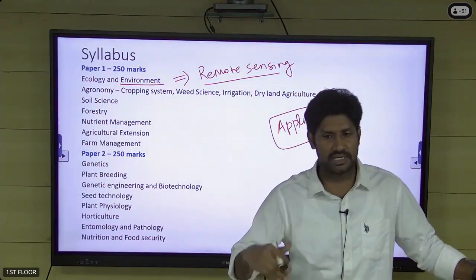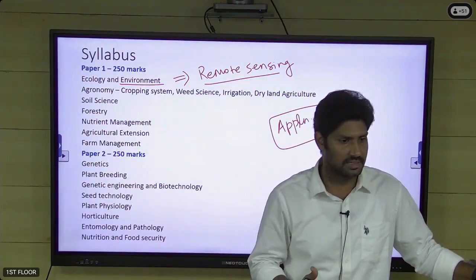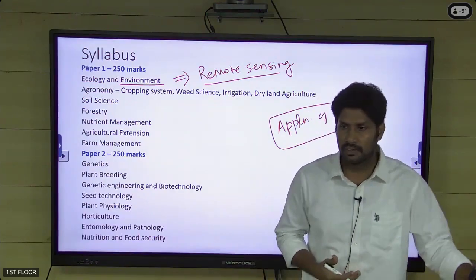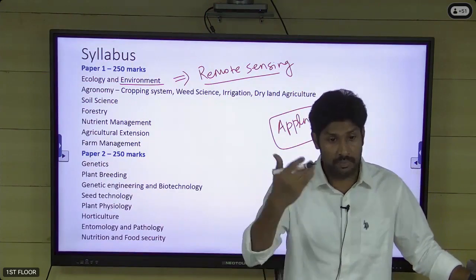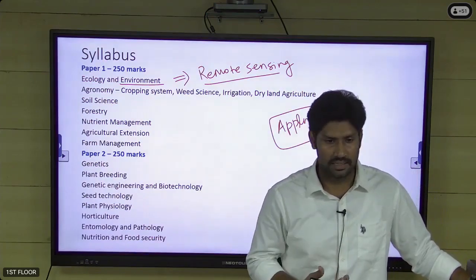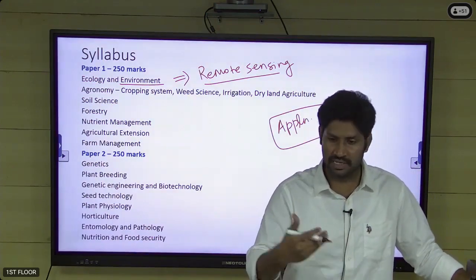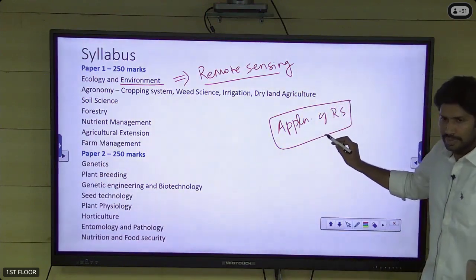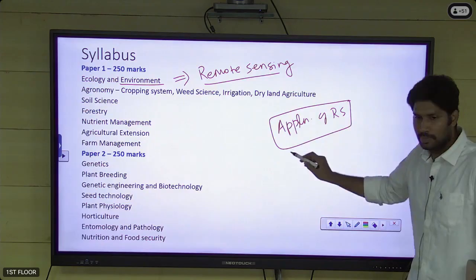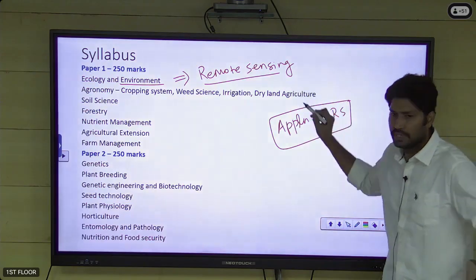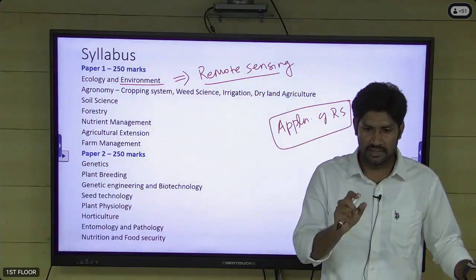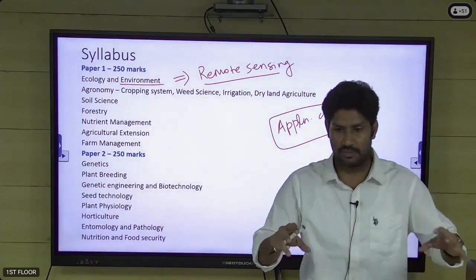So we discussed applications like forestry, soil science, crop yield estimation, water resource management, weather monitoring, IR satellites. So we discussed the various applications of remote sensing in agriculture. When you refer to the previous question papers, this is the most common question. So students prepare only this area, but they fail to understand that there are different dimensions of this topic.